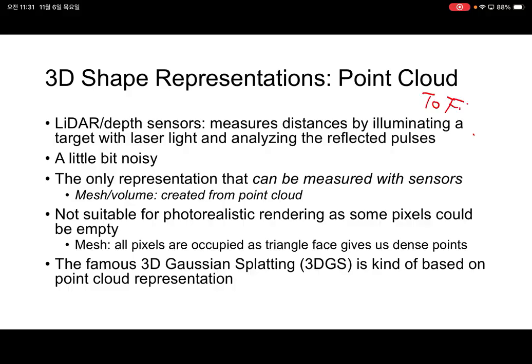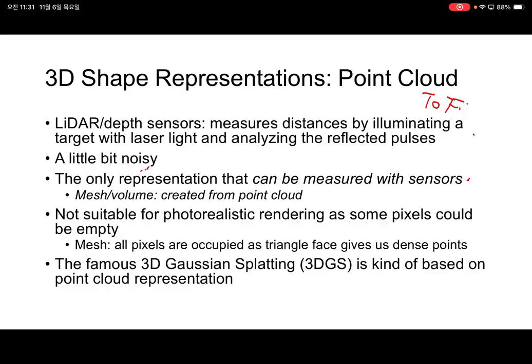It might be a little bit noisy because there might be some small things in the air, like small dirt. Then if we shoot a ray, the ray can be reflected from dirt, and then we might have some noisy observation. And point cloud is the only representation that can be measured with sensors.